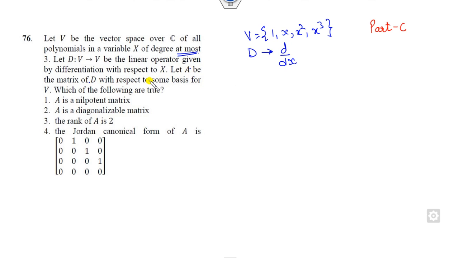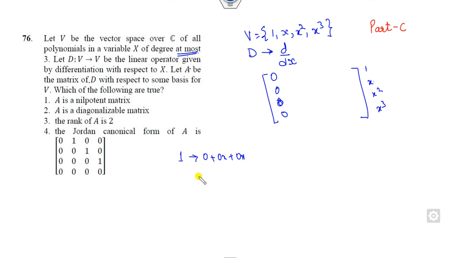A is a matrix associated with D. So we can find the matrix easily. I can take 1, x, x square, x cube. This is a 4 cross 4. Firstly, I can take 1. What is the derivative of this? It is 0. There is no coefficient, so 0 can be written as 0, 0x, 0x square and 0x cube.